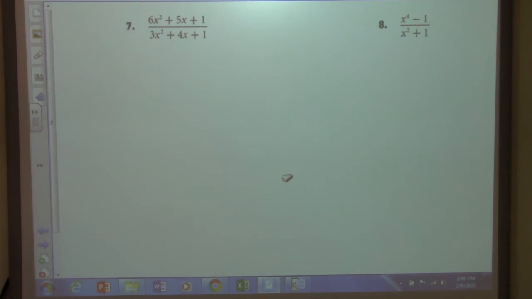Negative 1 times negative 2. Oh, it's gonna be a trinomial. Goodness. So you just leave it on the bottom. Yeah, I think so. Wow, look at that.